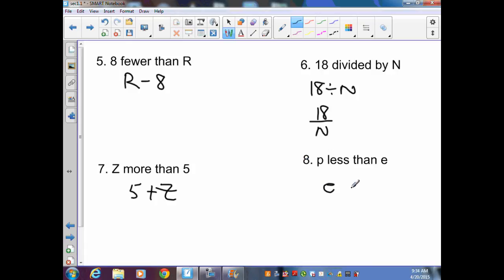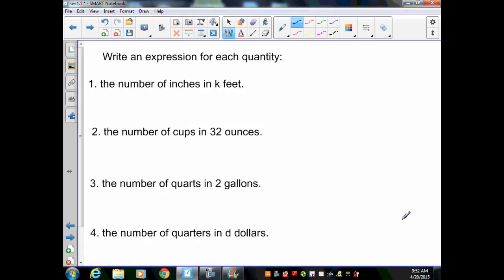In our next problems, we want to write an expression for each quantity. Number 1, the number of inches in K feet. Well, I know that 1 foot would have 12 inches, 2 feet would have 24 inches. Therefore, I'm multiplying 12 times the number of feet. So that would be 12 times K feet. I could write it this way as 12K, 12 times K, or 12 times K with parentheses. Each of these would be acceptable.